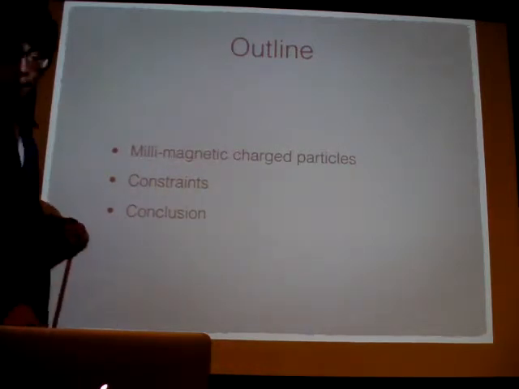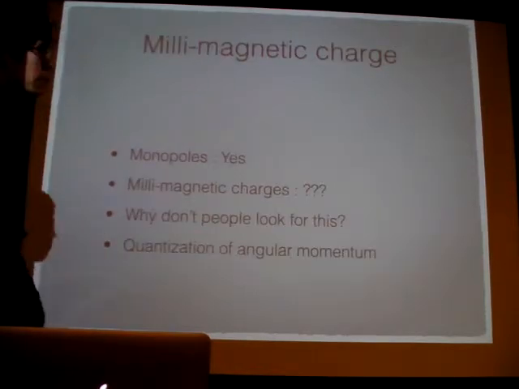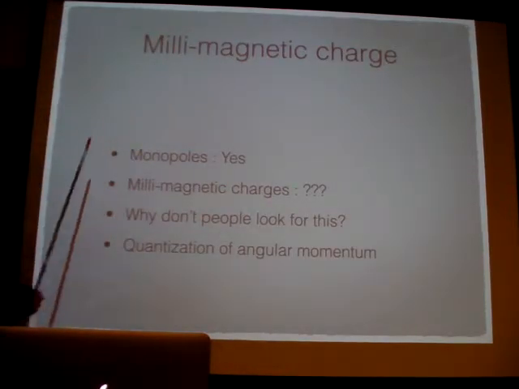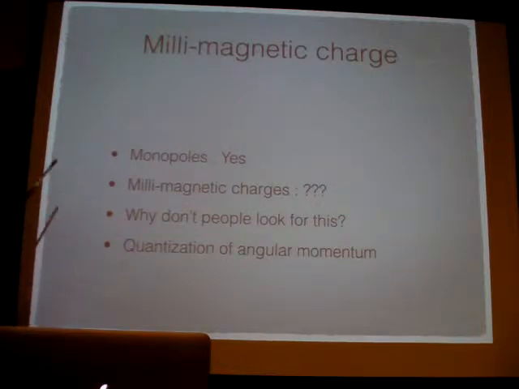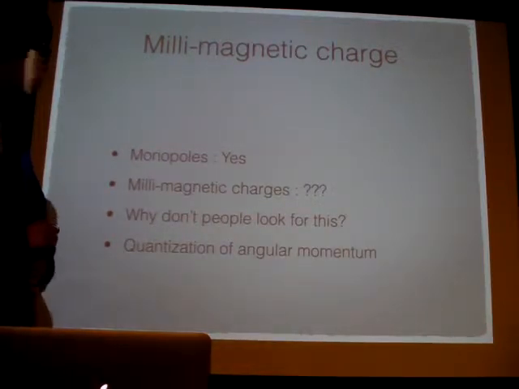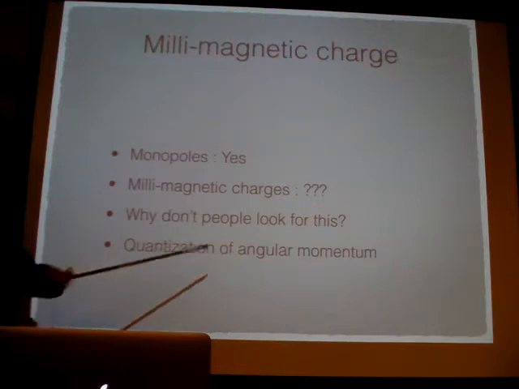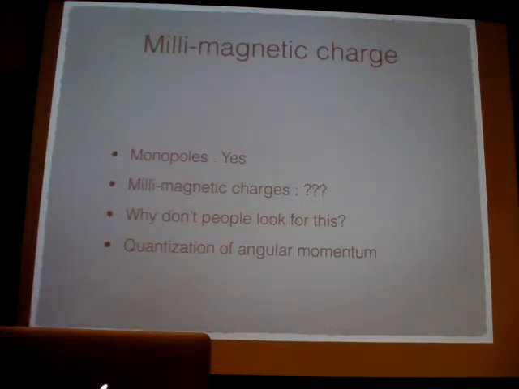All right. So if you talk to people about magnetic charges, they're very happy with the idea that monopoles can exist. But when you mention millimagnetic charges, people tend to get confused. What is the source of this confusion usually? Why do people not think about small magnetic charges? Well, the answer is it's usually due to the quantization of angular momentum.